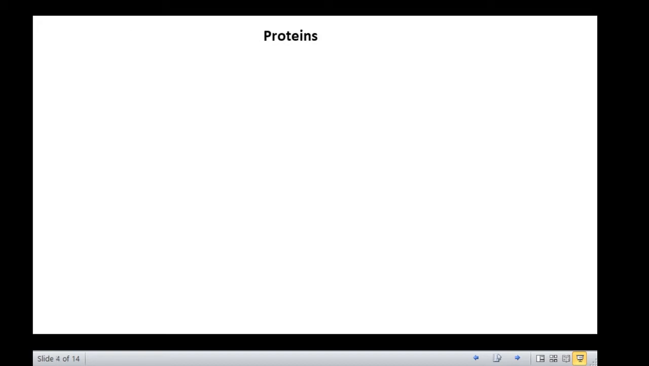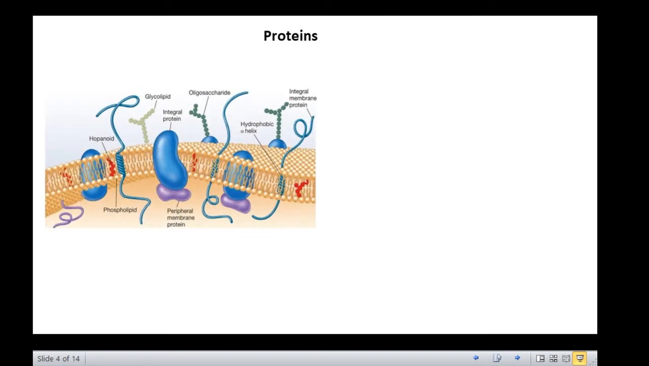Let us now discuss the proteins which are embedded in the lipid bilayer of the membrane. It is true that the lipids are responsible for the semipermeability of the membrane, but it is the proteins that are responsible for other biological functions. The proteins may be integral, peripheral, or transmembrane proteins.